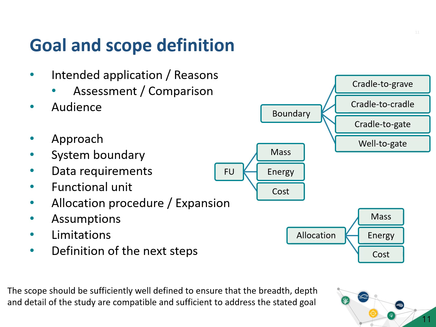So starting with the goal and scope definition. We need to understand the intended application of this study, such as if it is for a simple assessment or a comparison. The audience, what approach will you take, the system boundaries, what data will you require, the functional unit, and allocation that will be used, as the impact can be assessed by mass, energy, or costs, or for the final product or a fraction of it, besides all the assumptions and limitations of the design production system. So just to be clear, I'm going to try to give a little bit more detail on system boundaries and functional units, as it impacts directly in the IMTA cases.